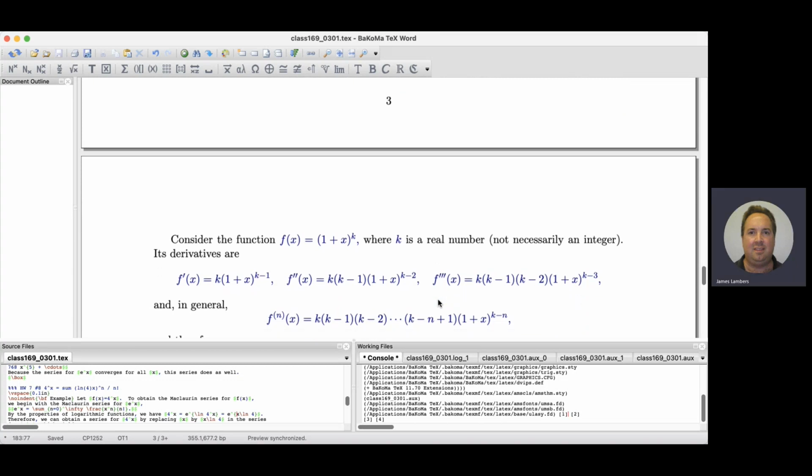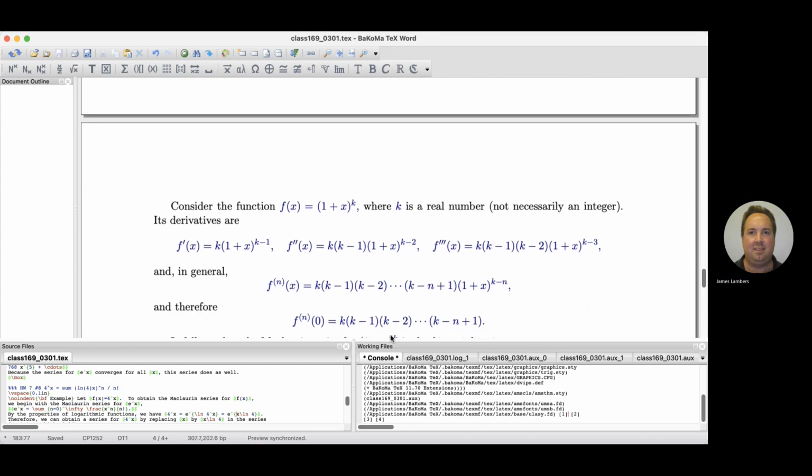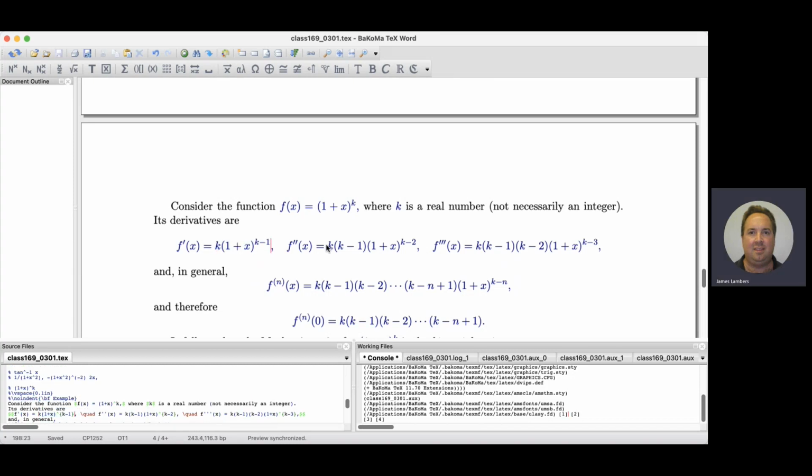Okay, still more examples. All right, now we have a function of a very different sort. f of x is 1 plus x raised to some power k, where k is allowed to be any real number. So if I take derivatives of this function using the power rule, for the first derivative, the k comes down, and I have 1 plus x to the k minus 1. Then I take a derivative of this, so now I have an additional factor of k minus 1, and then I have 1 plus x to the k minus 2, and so on.